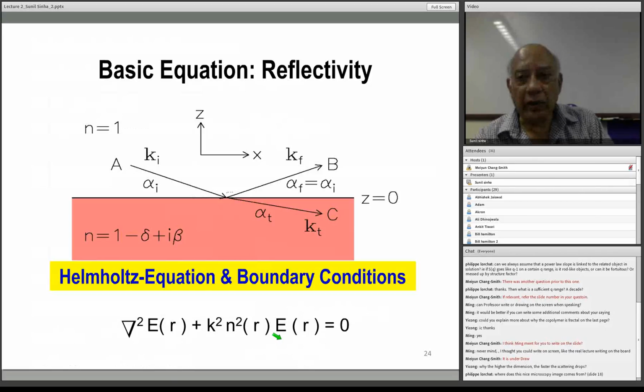And our time is up, so I will just say that next time we'll discuss how reflectivity and diffuse scattering arises from the solution of this Helmholtz equation and the boundary conditions. And we'll talk about that next time.